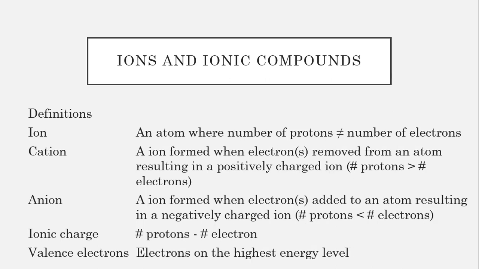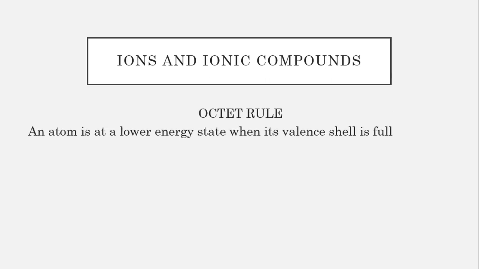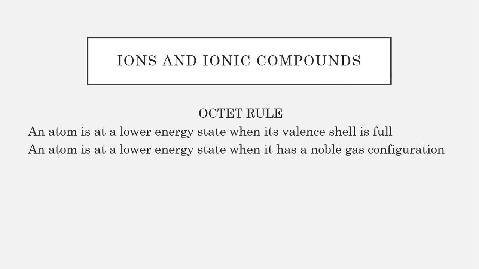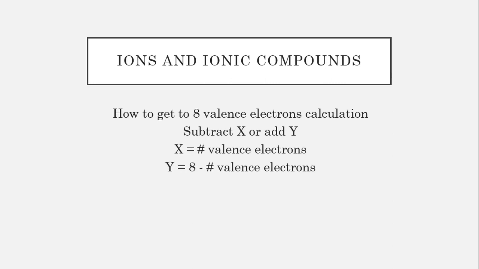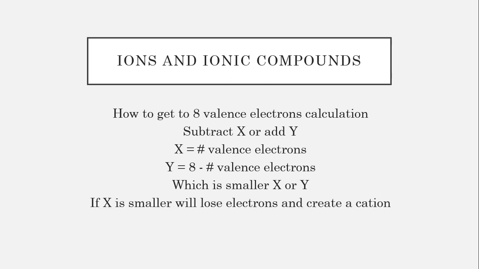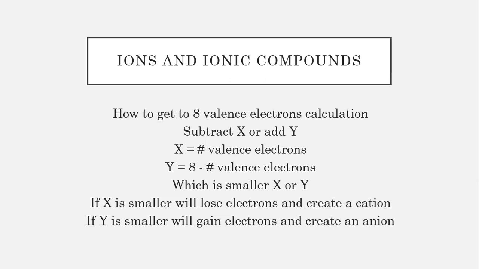And lastly, we talk about valence electrons, the electrons on the highest energy level, and the octet rule. An atom is at a lower energy state when its valence shell is full, otherwise known as a noble gas configuration. How do you get to 8 valence electrons? You subtract x or add y, where x is the number of valence electrons and y equals 8 minus the number of valence electrons, and then you see which is smaller, x or y. If x is smaller, you will lose electrons and create a cation. If y is smaller, you will gain electrons and create an anion.